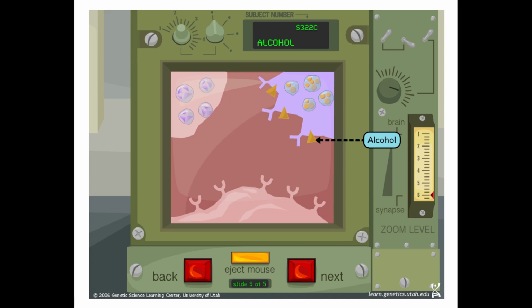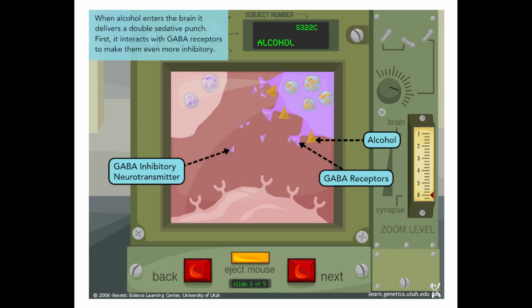So let's see what happens when we introduce alcohol into this system. Alcohol works in multiple ways, almost on two fronts. In terms of the GABA receptors, it binds to those receptors, making them more effective. The strength is increased, and GABA has a stronger effect when it binds to those receptors. So again, it's making them even more inhibitory, just a stronger inhibitory response.